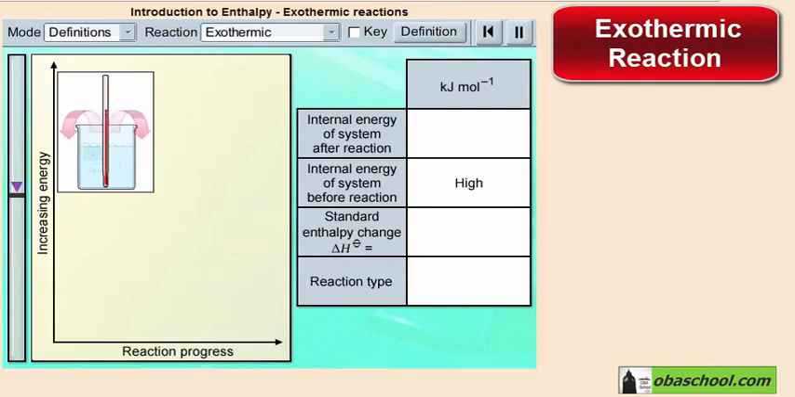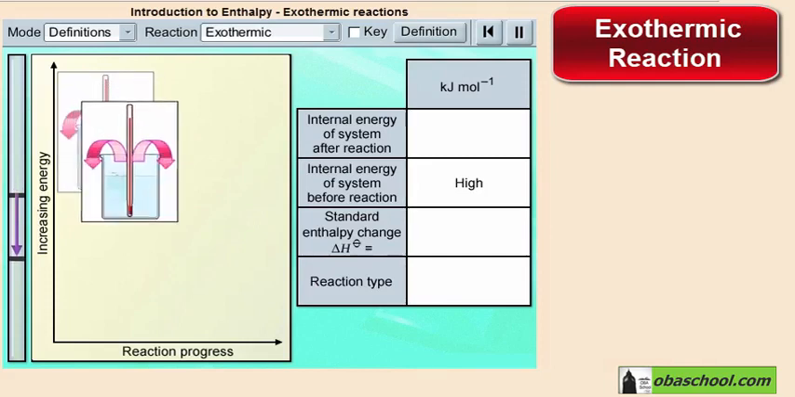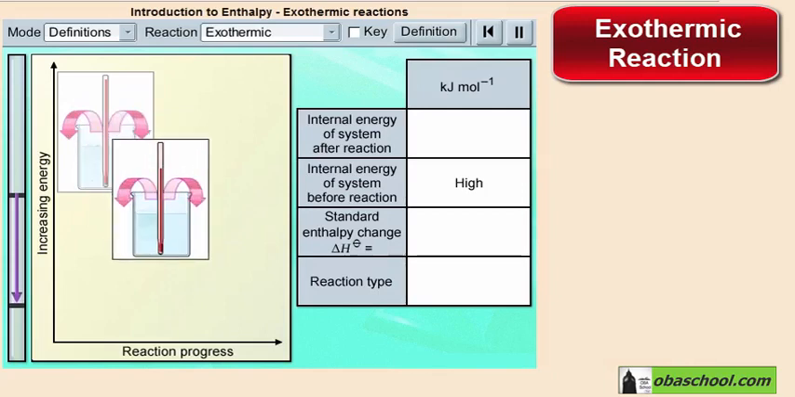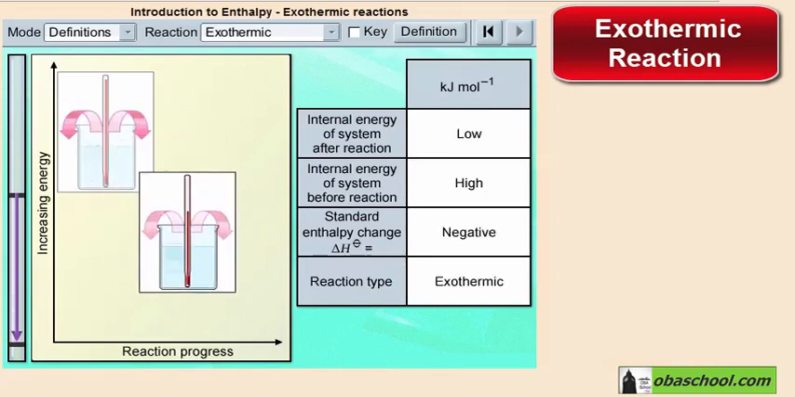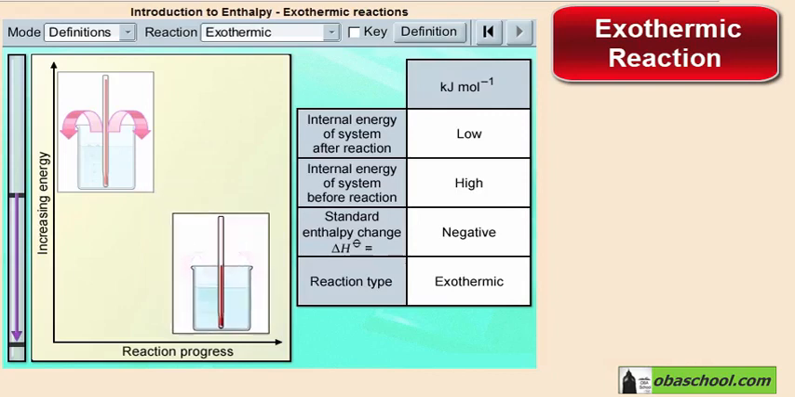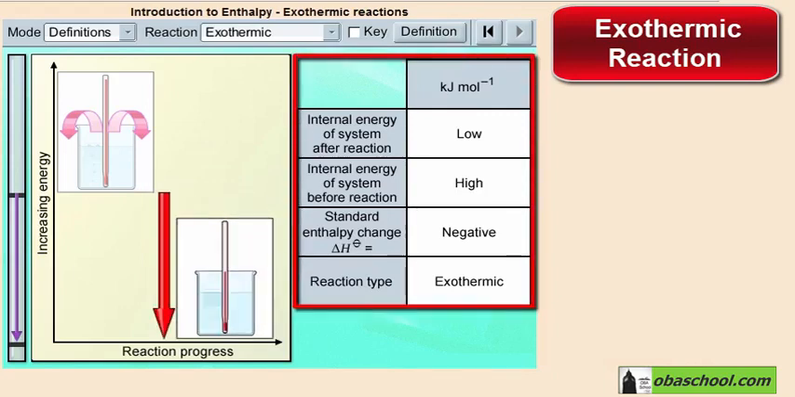So we will start the reaction now. The reaction started, and now we will obtain the products of this reaction. This table shows information about the internal energy of the system before and after the reaction. So the internal energy of the system before the reaction was high, and after the reaction it is low. The standard enthalpy change delta H is negative, and thus this reaction is exothermic.